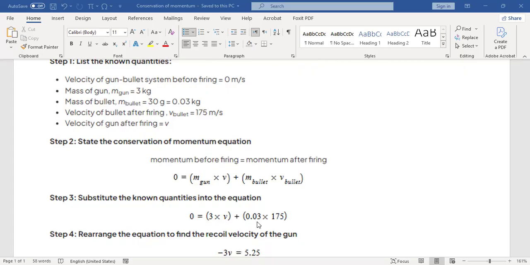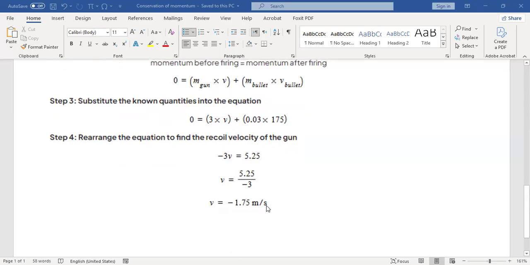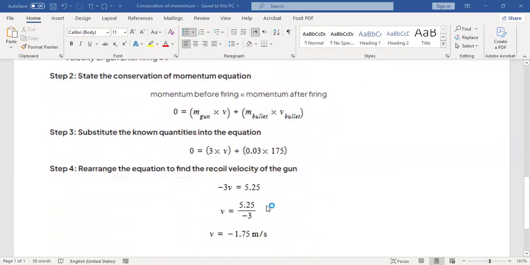So this makes a very nice equation with one unknown variable, so we can easily find this one unknown variable by readjusting. So we bring 3v onto the left side of the equation, becomes minus 3v. This after multiplication becomes 5.25, and then minus 3 divides this, and the answer is minus 1.75 meters per second. And this is the velocity with which the gun recoils back.